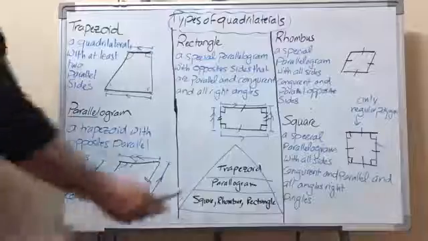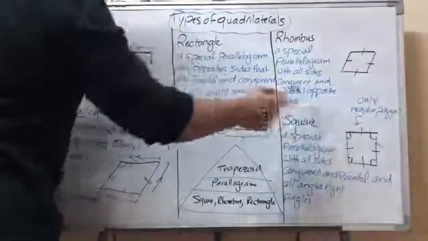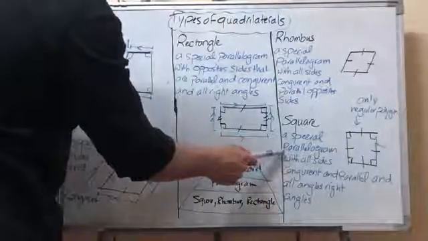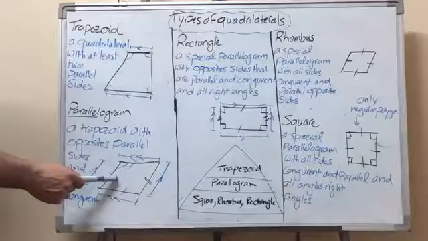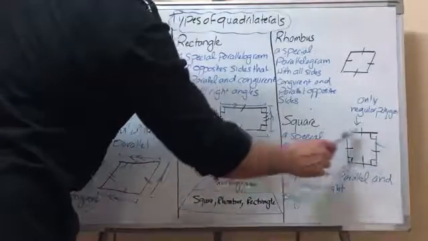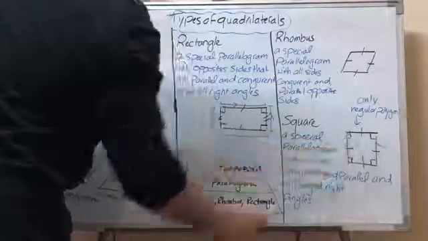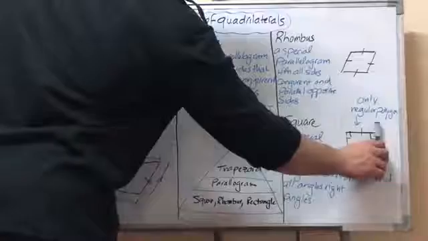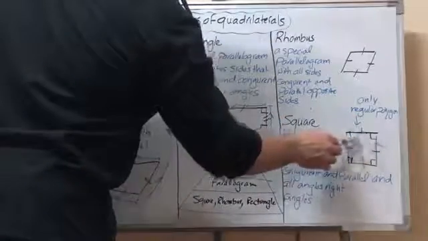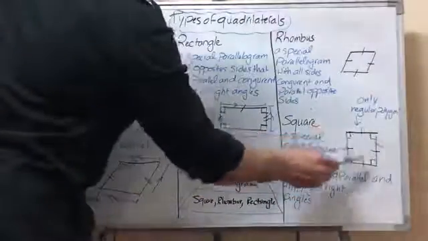And we have the square, which is the only regular polygon in all these shapes. It's a special parallelogram, so it's a kind of parallelogram as well, with all sides equal, all angles equal, right angled, and opposite sides parallel. The opposite sides are parallel to each other. All angles are 90 degrees, therefore all angles are equal, and all sides are also equal.